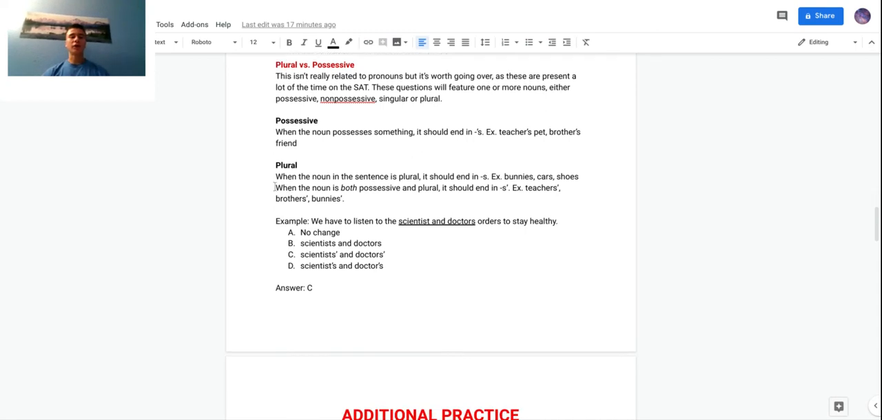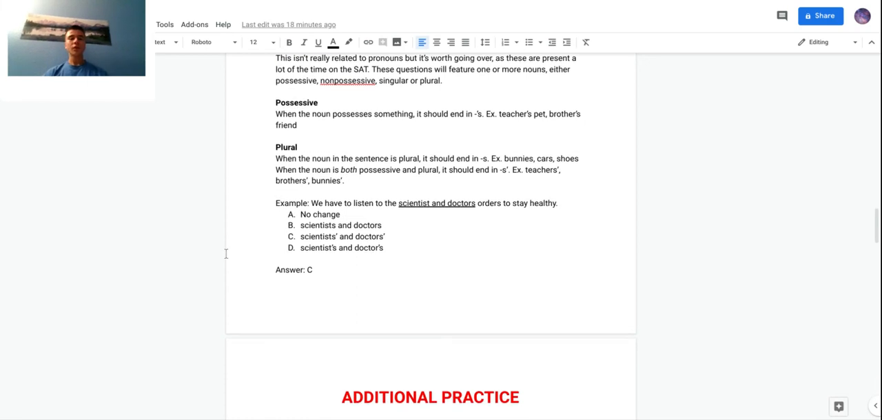So here's the tricky one. If the noun is both possessive and plural, it should end in S with an apostrophe at the end. So if we stuck both these rules together, it should end in an S apostrophe and another S. But that's just redundant to put two S's next to each other. So teachers, brothers, bunnies. If a group of teachers own something, then it's teachers apostrophe, and the same thing for these other two. So here's an example question that I just typed.